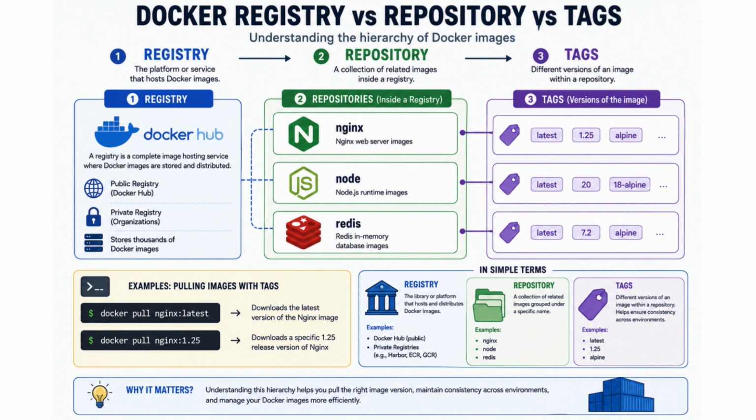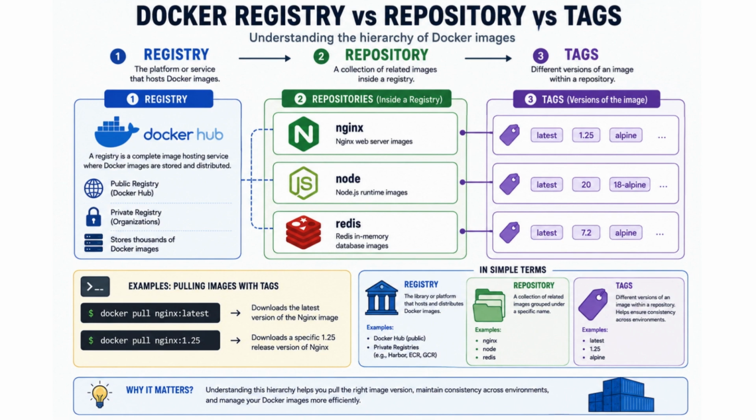Inside a registry, we have repositories. A repository is a collection of related Docker images grouped under a specific name. For example, inside Docker Hub, repositories like nginx, Node, and Redis contain images related to those technologies. Each repository stores multiple versions of the same image so developers can use the exact version they need for their applications. These versions are identified using tags.